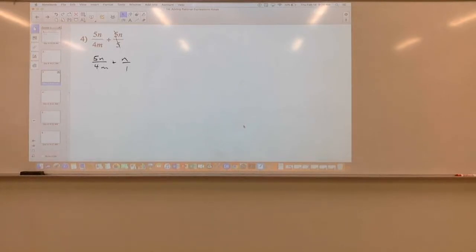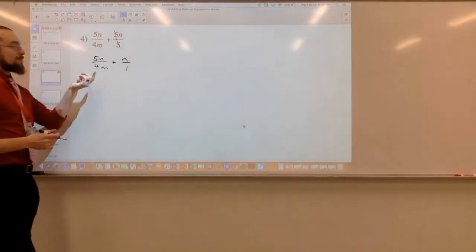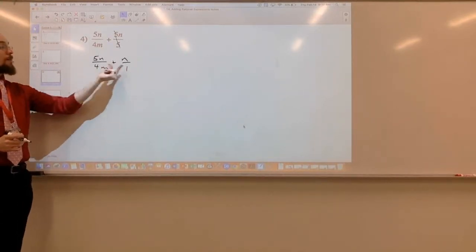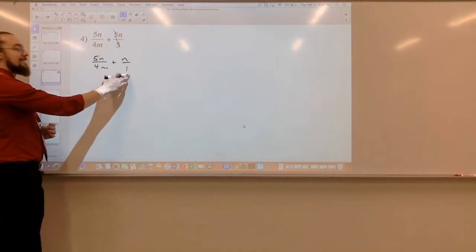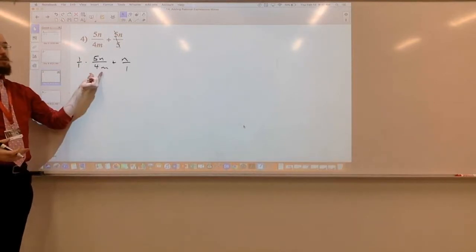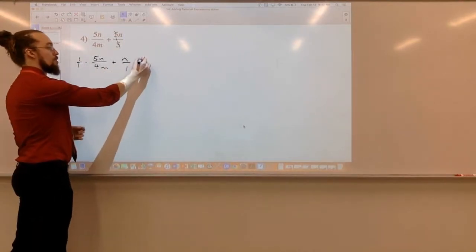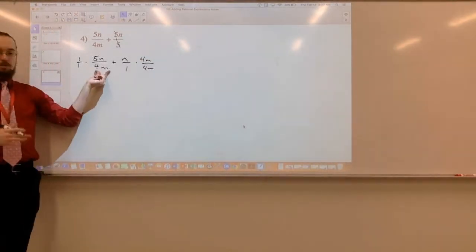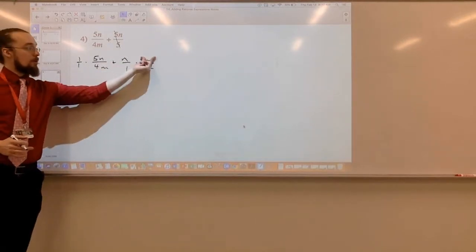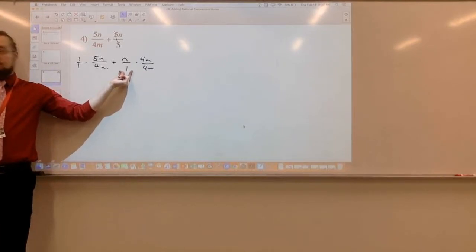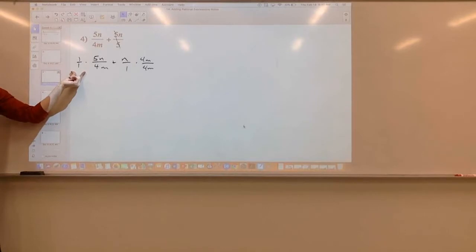To get common denominators, the easiest thing to do is look at all the factors down here. Here I've got 4m, here I've got 1. In order to make the denominators the same, I'm just going to multiply this by 1 over 1. And then over here, I'm going to multiply this by 4m over 4m. So I took all the factors in this denominator and multiplied top and bottom by 4m over here. And I took the factors in this denominator, which is 1, and multiplied top and bottom over here by those factors.